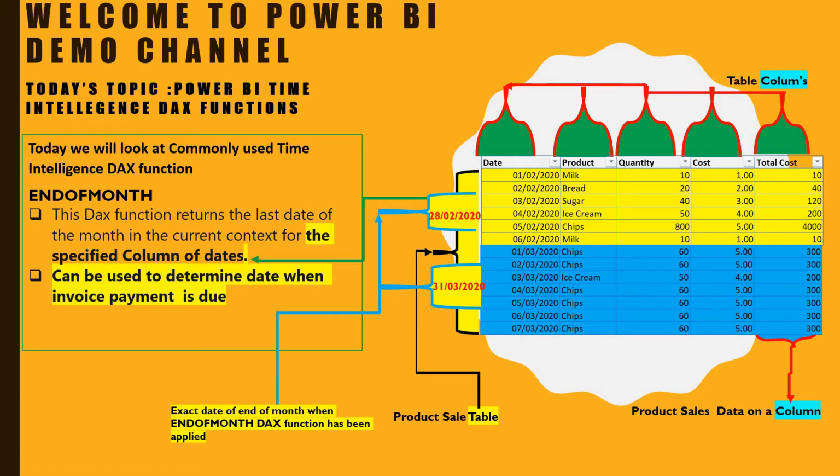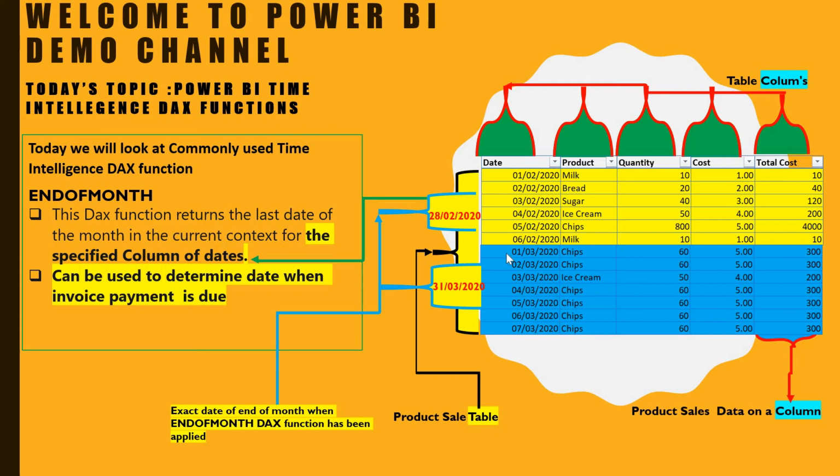For example, here we have a product sale table, and on this table we have 5 columns: date, product, quantity, cost, and total cost. Once we apply our function ENDOFMONTH on the date column, it's going to give us the end date of each row. It will look at 01/02, which is February 2020, and give us 28/02/2020, because that's the last date of that month.